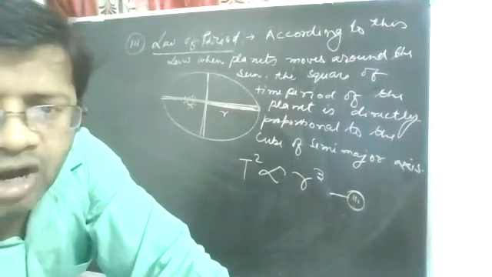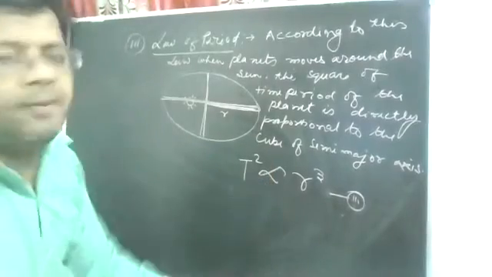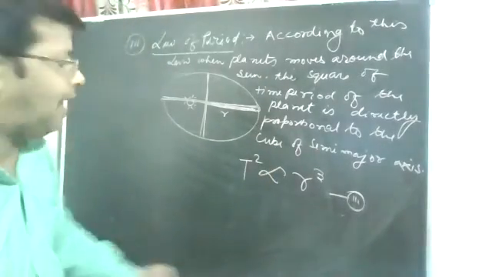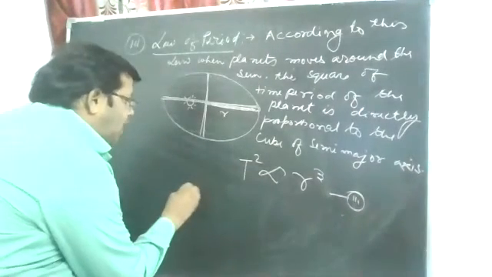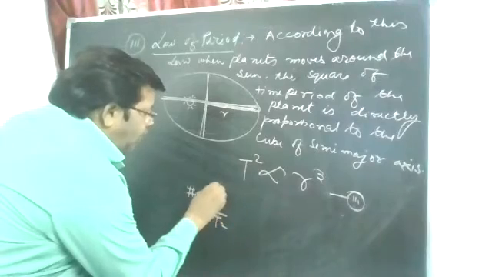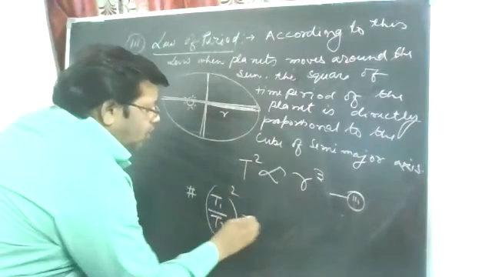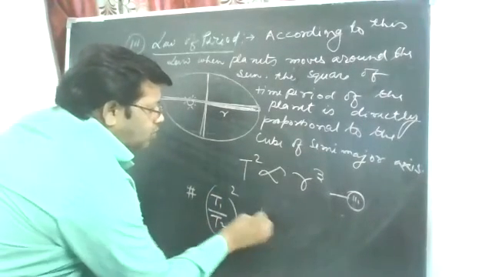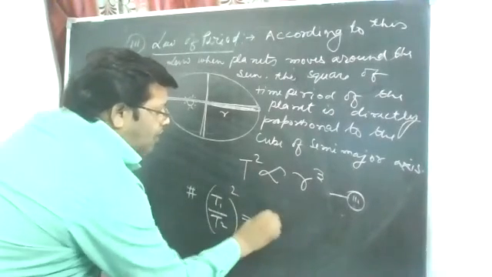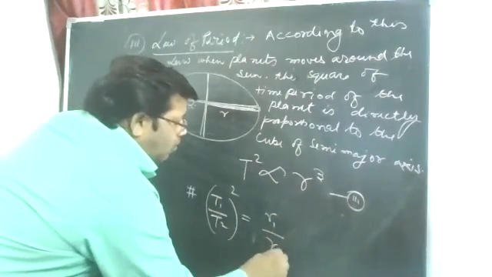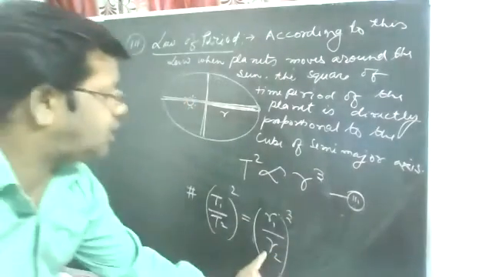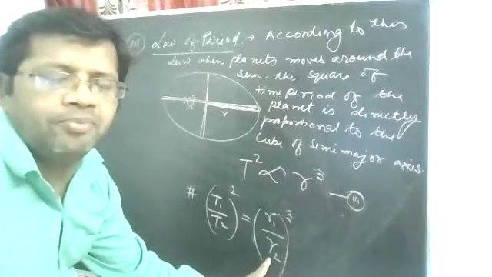So beta, using this third law, if the time period of one planet is known, then the time period of another planet can be determined. By which formula? (T1/T2) squared is equal to, the constant K will cancel out, (R1/R2) whole cube. So we can measure the distance of a planet from the sun.